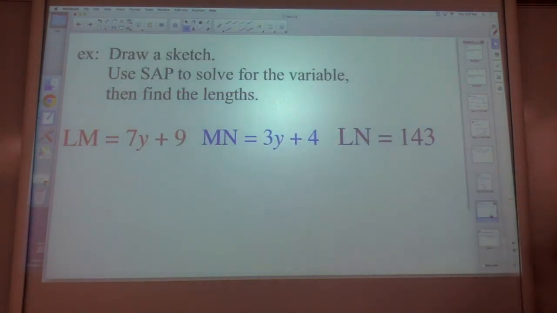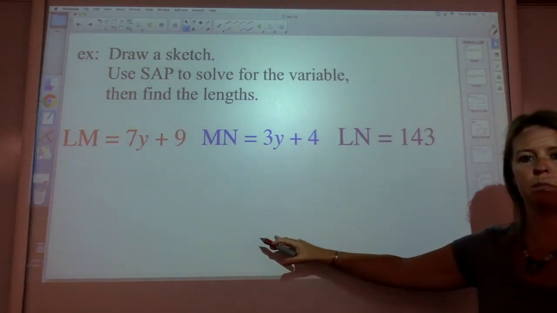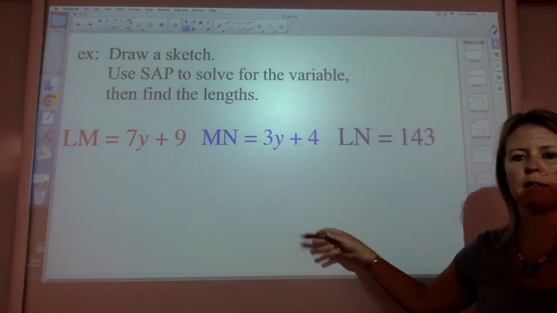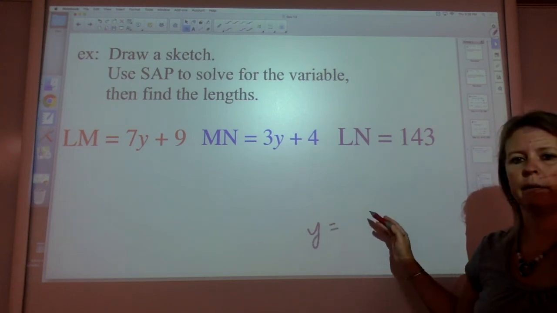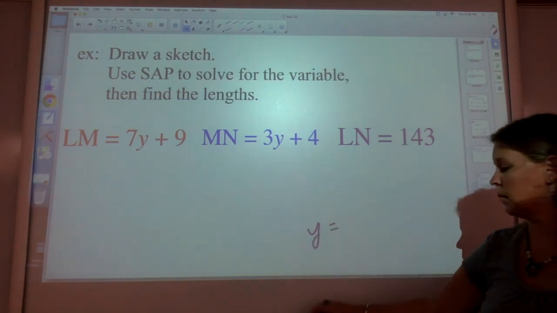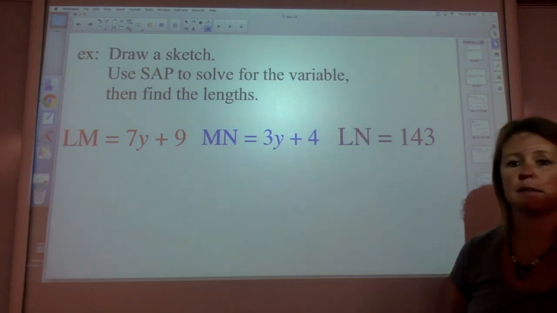Last one, draw a sketch. Use the segment addition postulate to solve for the variable. Then find the lengths. So we've got algebra mixed in with geometry, but some of you love algebra. You have the measure of segment LM, the measure of segment MN, and the measure of segment LN. If you answer this and you say, oh, well, y is going to be equal to this, it's wrong. I don't care what answer you come up with because the directions say draw a sketch.